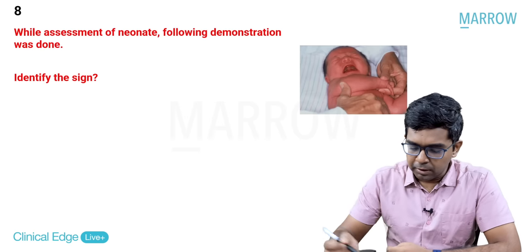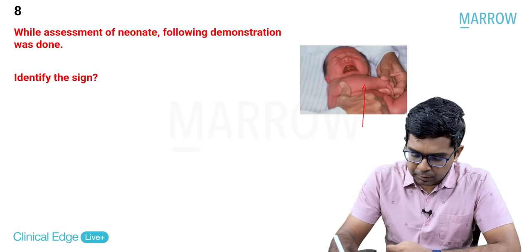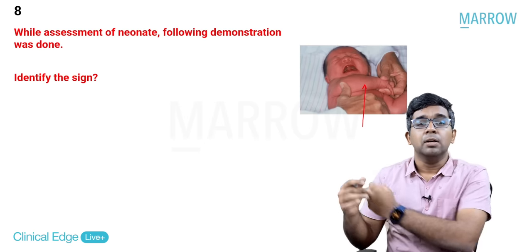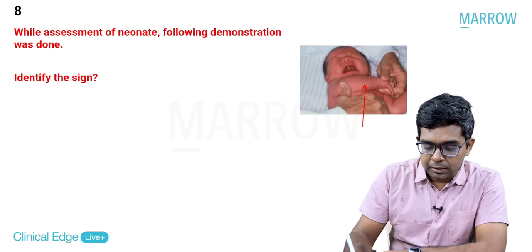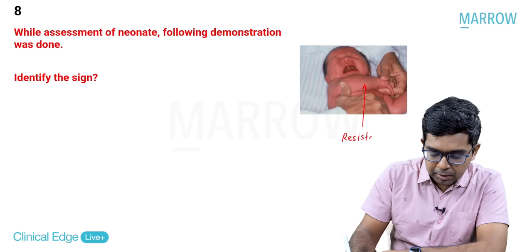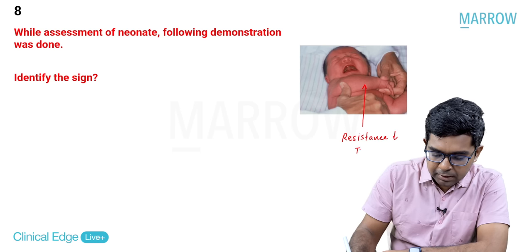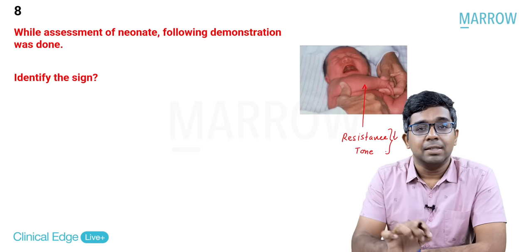What normally happens when you pull a baby's hand like this, you will encounter resistance after some time, which is typically defined by the position of the elbow. Elbow crossing the midline or not. For a healthy term baby, usually there is a good tone, so there is a good resistance as well, and the elbow will not cross the midline. Now, in this particular baby, you can see that the elbow is actually crossing the midline. What does it tell you? It tells you that the resistance is decreased, or in other words, that the tone is decreased in the limb of this baby.